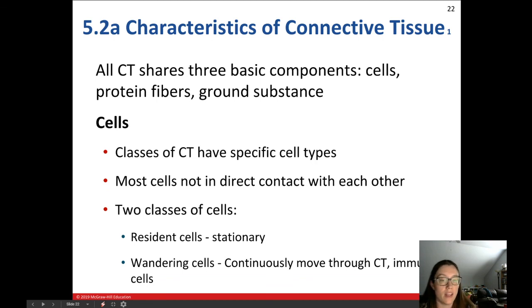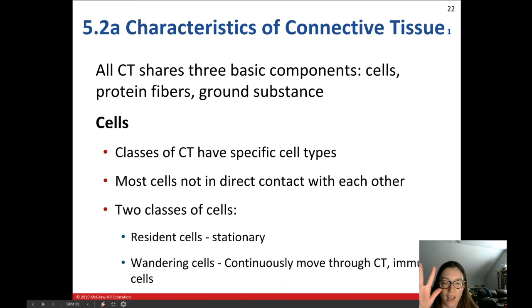All right, so connective tissue, again, a little bit of this should be reviewed from lab, but tissues are confusing, so it's good if you hear it twice. So all connective tissue shares 3 basic components. This is likely to be a question on your exam. I haven't written it yet, but I've used this question in many exams in the past. So what are the 3 basic components of connective tissue? Cells, protein fibers, and ground substance.